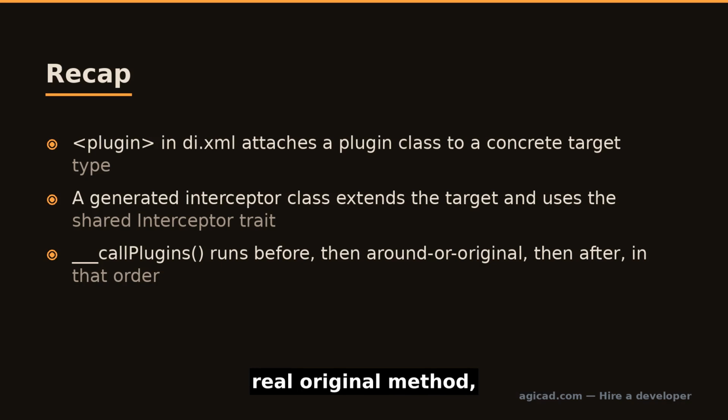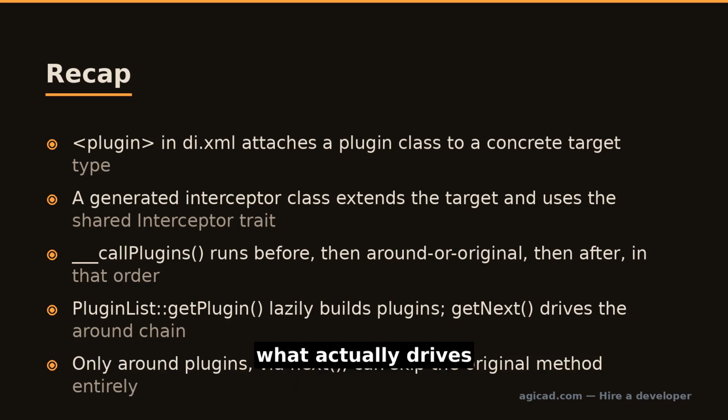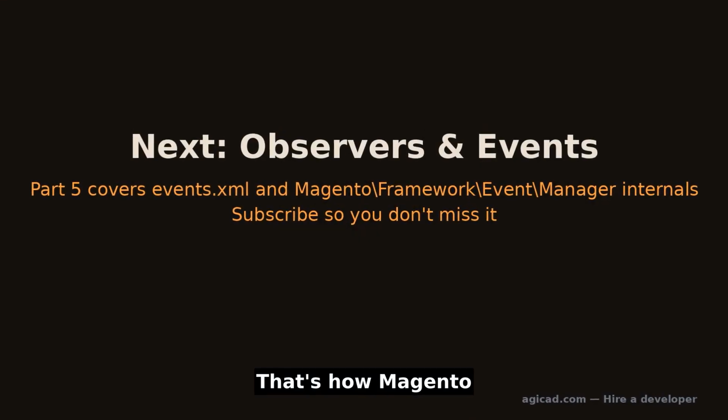PluginList's getPlugin lazily builds and caches each plugin instance, while getNext is what actually drives the around plugin chain, one link at a time. And only an around plugin, by choosing not to call its next parameter, can skip the original method running at all. That's how Magento actually calls your plugins, straight from the 2.4.9 source with every file and line cited.